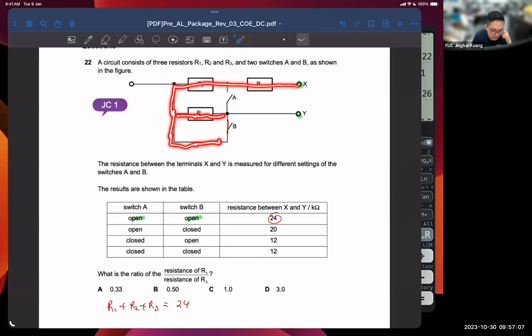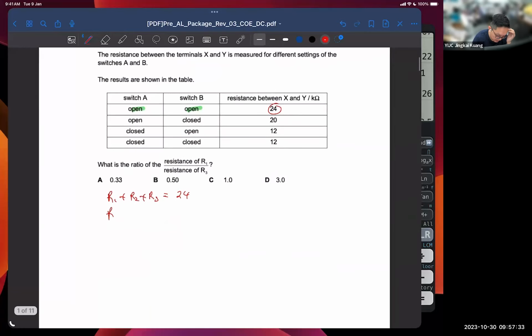But look at the two paths here. The bottom path is a short circuit. A short circuit provides a way for the current to bypass the resistor. That means the only path you have is like this: down, up, to B, and back to here. So you bypass resistor R3. Now you get R1 plus R2 is equal to 20 kilo ohms. So you write R1 plus R2 is equal to 20. That means R3 is equal to 24 minus 20. I get 4 kilo ohm. Okay, so this is it.